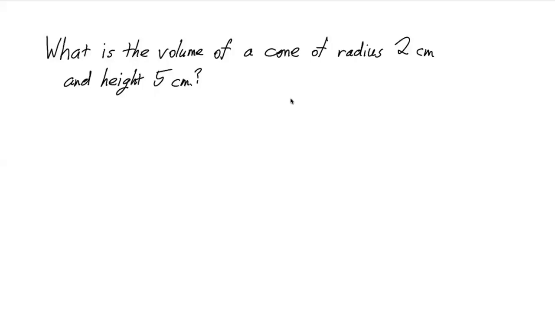Okay, so let's do an example of volume by slicing. Let's find the volume of a cone of radius 2 centimeters. I'm just going to use some units. Let's choose centimeters and height 5 centimeters. So if I draw the cone the same way I did in the previous video, it would look something like this, right?